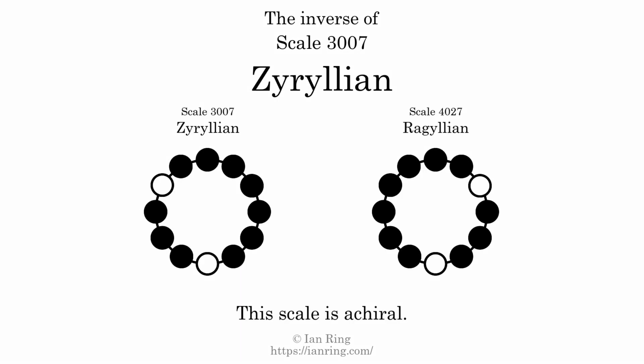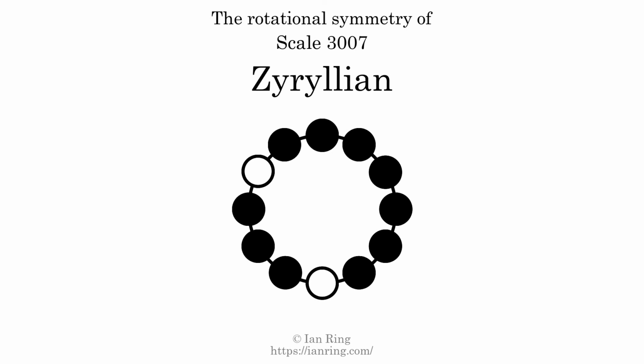The inverse of a scale is a mirror image. It is what you get when the sequence of intervals is reversed. The inverse of this scale is scale 4027, also known as Zyryllian. This scale is achiral, since it can transform into its own reflection by a rotational transformation. This scale has no rotational symmetry.